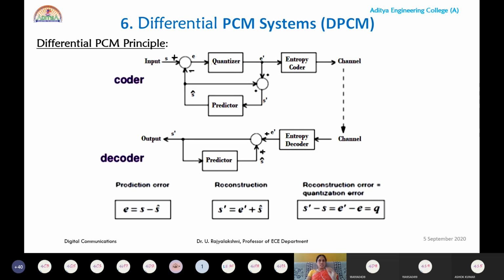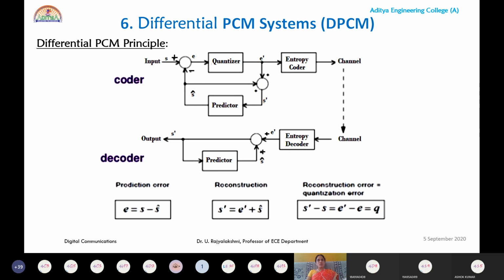Okay, so let us see the principle here. Please observe the encoding section. This is the simplified form of the transmitter and receiver. Let us take the input sample bit as S and the predicted past sample data as S cap. How can you define the prediction error? Prediction error is the output of the comparator, which is E, which is S minus S cap.